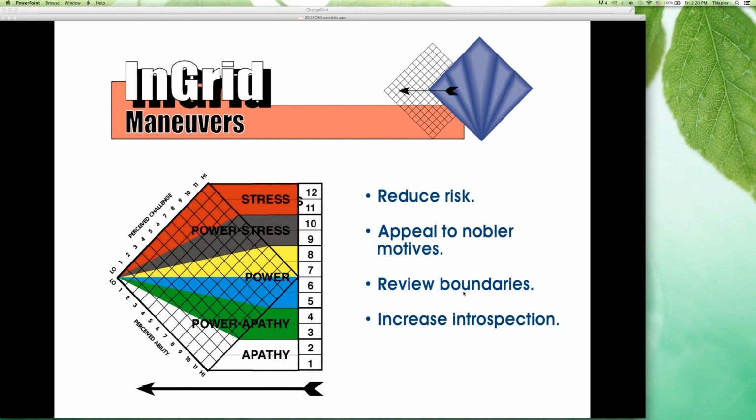So what do we do to move someone in grid? Well, there are four things that we can do. Number one, we can reduce the risk that they are exposed to.